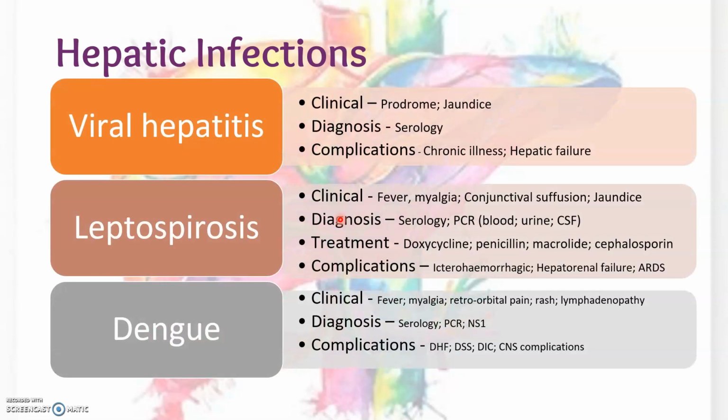Here are 3 infections that can cause jaundice that you really do need to know quite a lot about, particularly for your Part 1 exam. Viral hepatitis, leptospirosis and dengue. And this slide gives a brief comparison of the 3 conditions. So you may want to pause the video and have a closer look at this slide. It's really important that you know these 3 conditions and the comparisons between them.